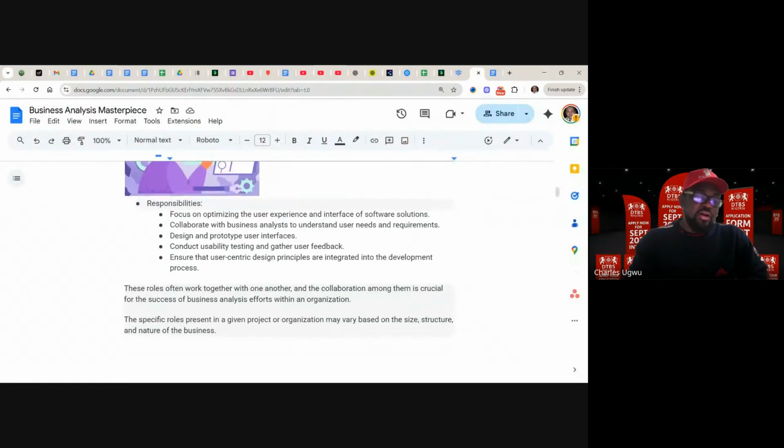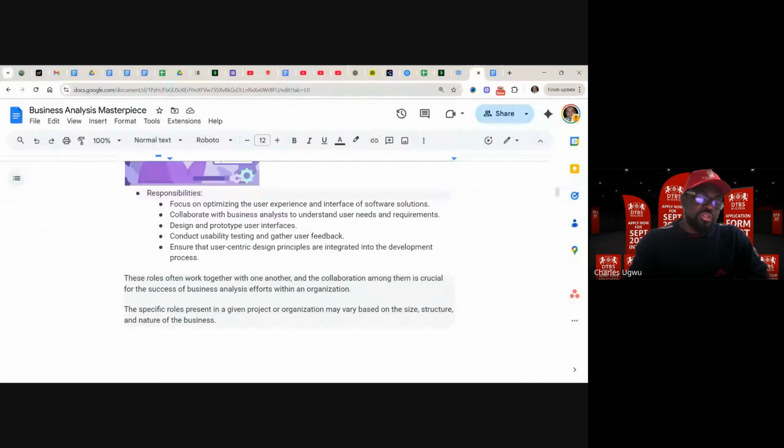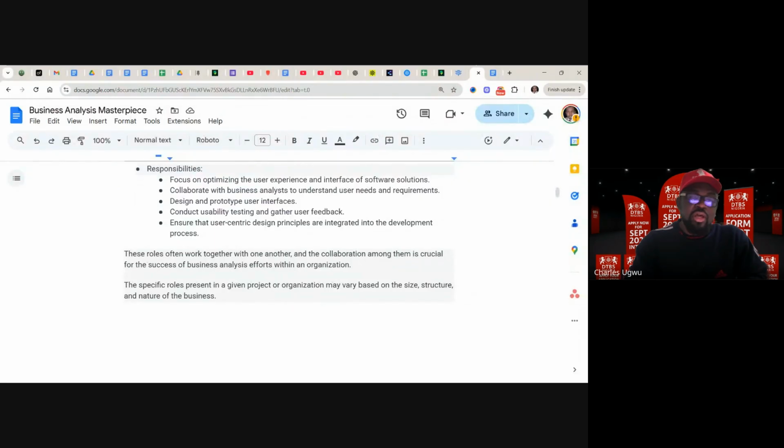These roles often work together, and collaboration among them is crucial for the success of business analyst efforts within the organization, meaning that the business analysts need to work with all these roles mentioned. If you are not doing it yourself, then you have to work with all the people here collaboratively. But like I said, in most cases you are going to be the one doing them, not even collaborating with them. You find yourself doing them.